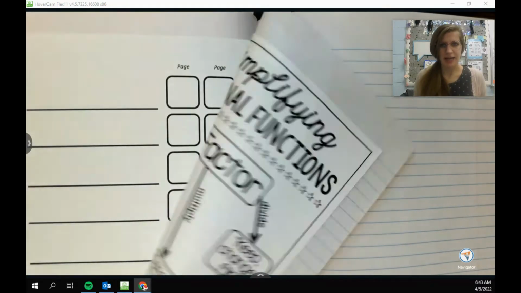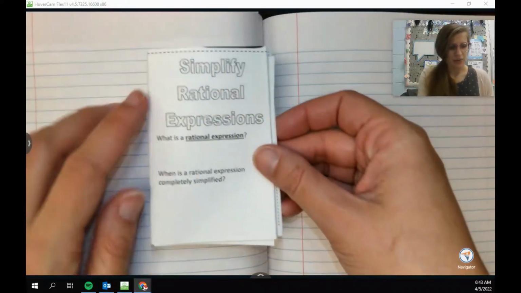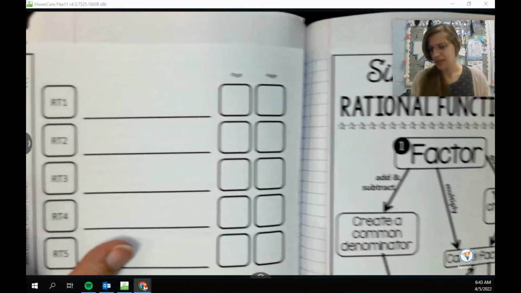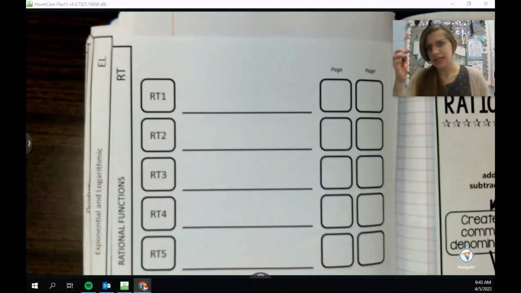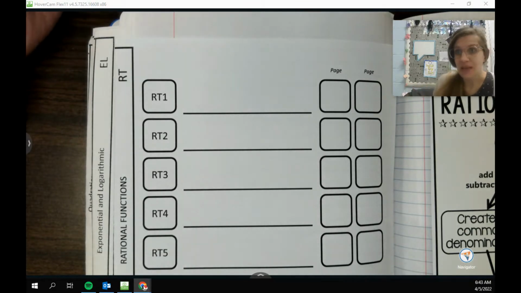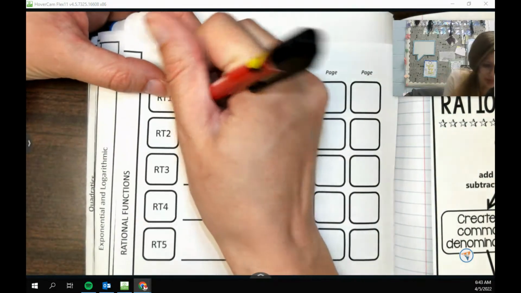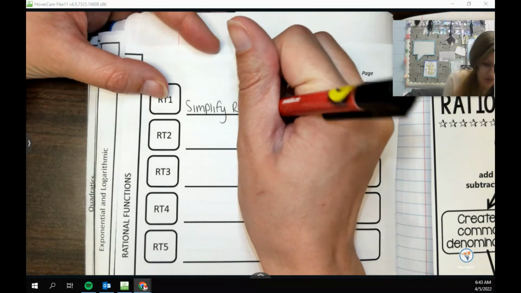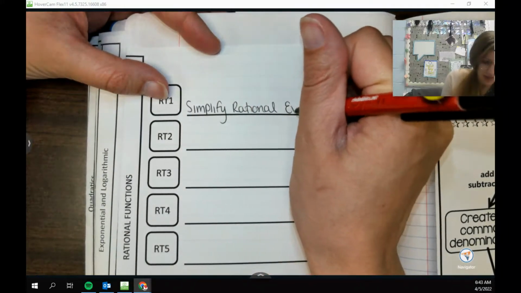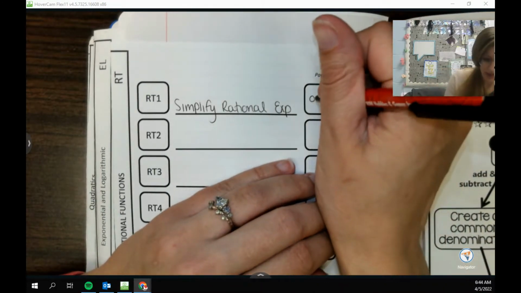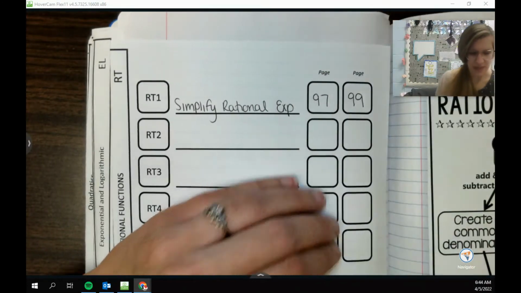So right behind this half sheet here, we will put our book. And then let's go back and add to our table of contents. Over the next couple of days, we are going to go through all the different ways that we can simplify fractions, which, if you think about it, doesn't sound too bad. So: simplify rational expressions, and we are going to be doing that. Let's see, we are on pages 97, 98, and 99, I think. We might go up to 100, but we'll just wait and see.